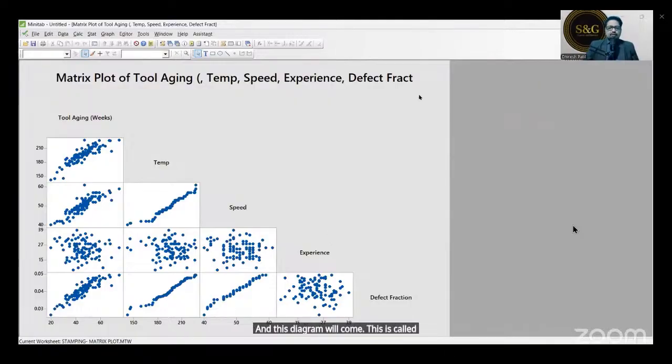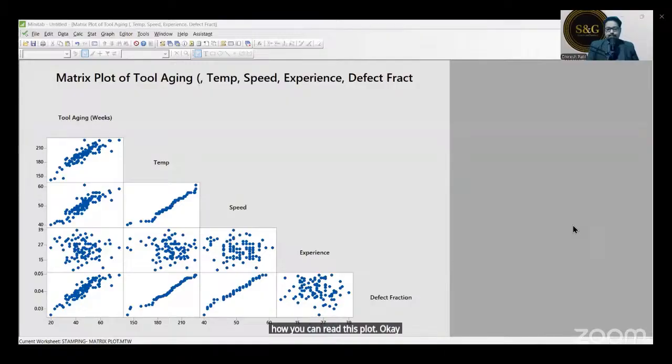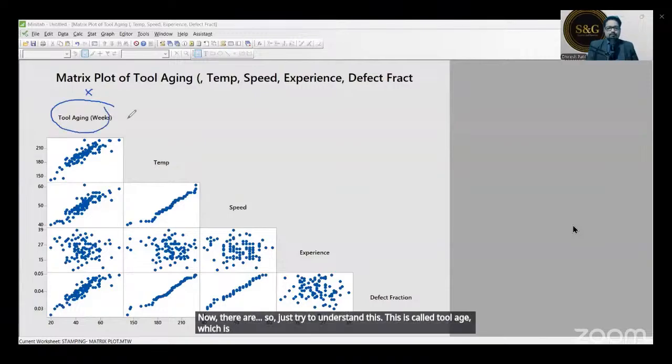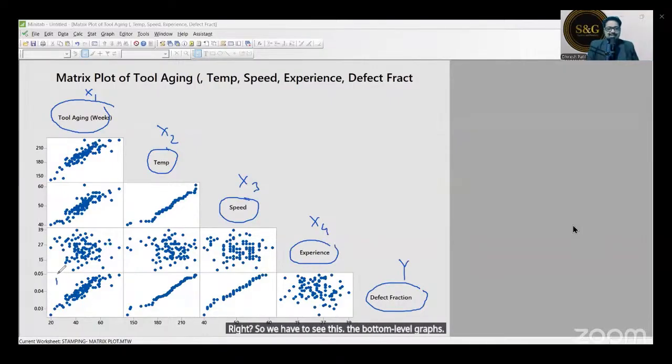This is called a matrix plot. Now let's try to understand how you can read this plot. This is tool age, which is X1, temperature, which is X2, speed, which is X3, experience, which is X4, and defect fraction, which is Y. So we have to see the bottom level graphs. Graph number 1 is tool age and defect fraction. Graph number 2 is temperature and defect fraction. Graph number 3 is speed and defect fraction. Graph number 4 is experience and defect fraction.